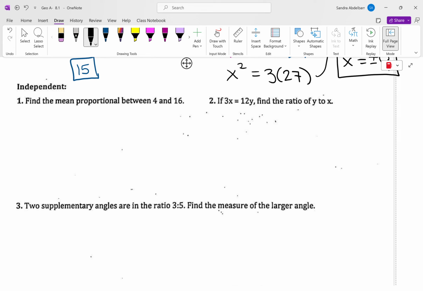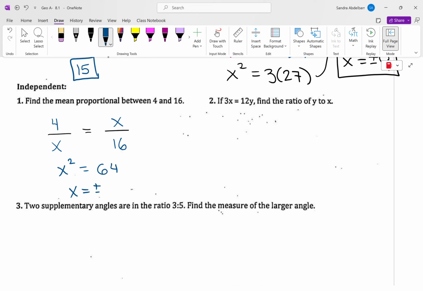Let's go over this. So we want to find the mean proportional between 14 and 16. So remember, the mean proportional is the same as the geometric mean. The geometric mean means that it's the same number in the second spot as it is in the third term. And the two numbers they give you, you put in the first and fourth. You cross multiply, you get x squared equals 64. X will equal plus or minus 8.